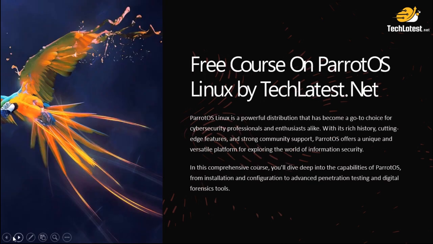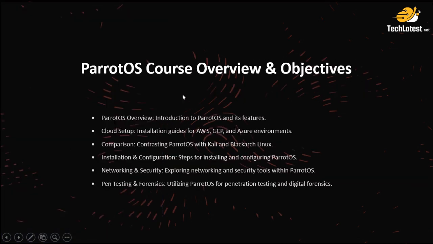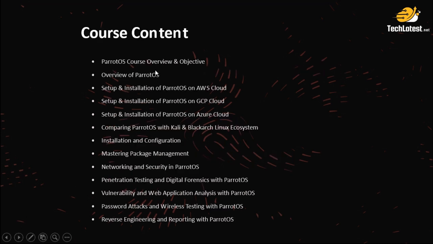I will go through one by one what we will cover in this course. So, this is the ParrotsOS course overview and objectives. In this slide, you can see ParrotsOS overview, introduction, cloud setup, comparison, installation and configuration, network and security, and pen testing. Then this is the course content. First, the ParrotsOS course overview and objectives, then an overview of ParrotsOS, then cloud setup and installation of ParrotsOS on AWS, GCP, and Azure. Then we will compare ParrotsOS with Kali and BlackArch.